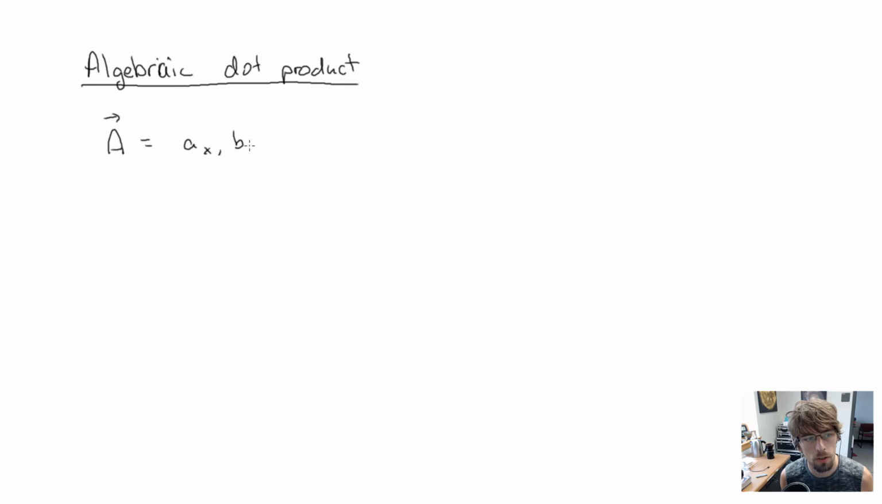So here's your vector triplet. I'll call this AX, AY, and AZ. So here's my vector triplet, BX, BY, and BZ. Okay. And again, we talked about the dot product is taking the component of one vector that is parallel to the other and multiplying them.